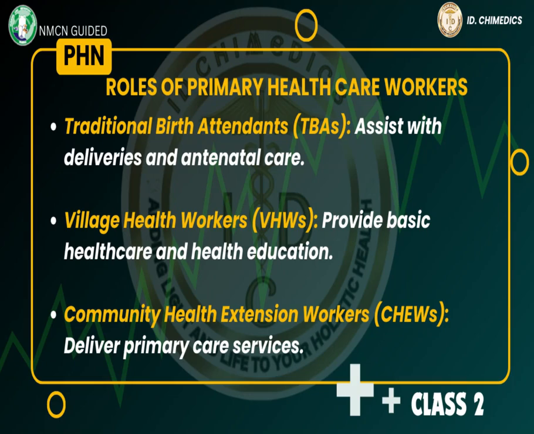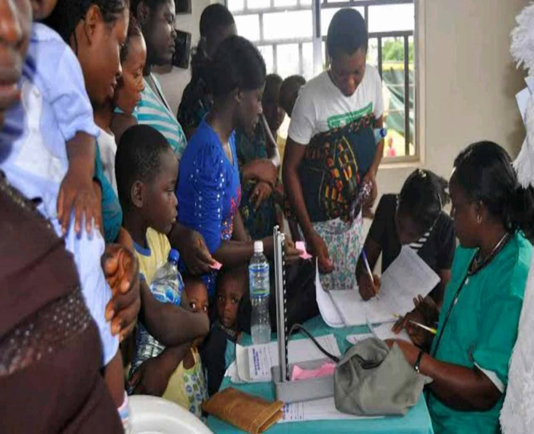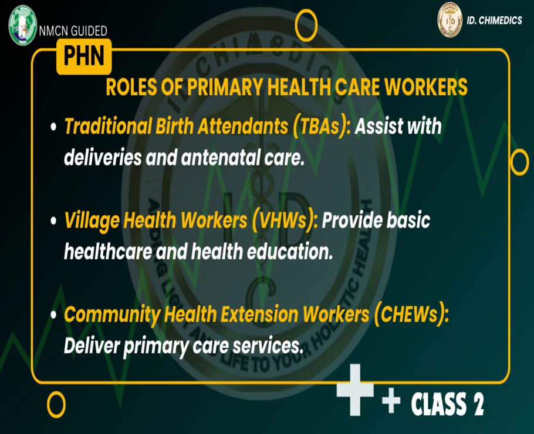The number 3 here is community extension workers. Quickly, we have the senior community extension workers and the junior community extension workers. These are the J2 and the S2. I'll start with the S2, which is senior community extension workers. They provide primary care services, including immunization, family planning, maternal and child health services. These are the duties of the S2, while the J2 includes supporting these senior community health extension workers in promoting health and preventing diseases at the community level.